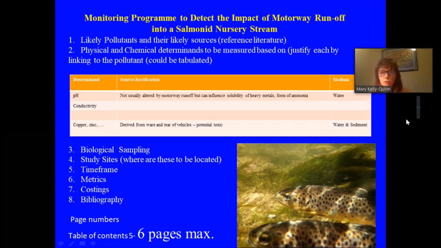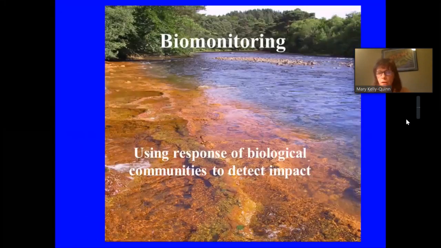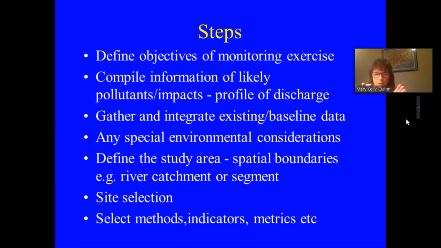Okay, so what I'm going to do now is go through some thoughts on a biomonitoring program and some of the things you need to think about. And if you have any questions as we go through it, just stop me. So these would be the key steps, and they're not unlike the steps that I gave you in that previous slide. So you have to define the objective. I've done that for you. Compile the information on the likely pollutants and impacts. In other words, it's the profile of the discharge.